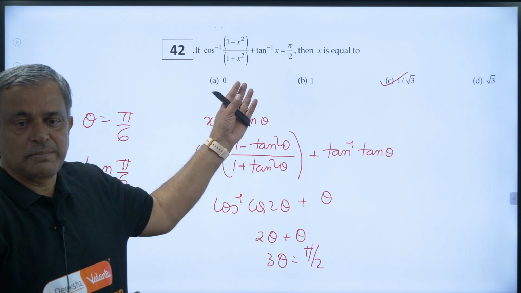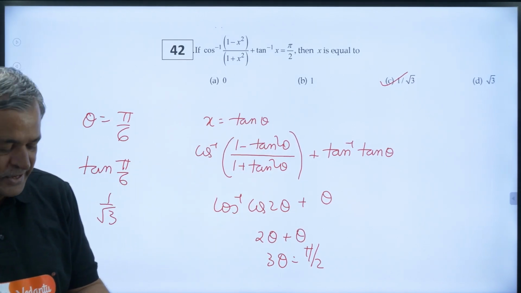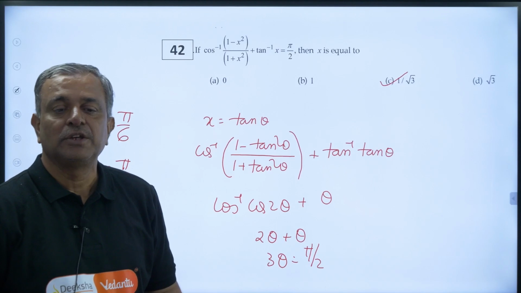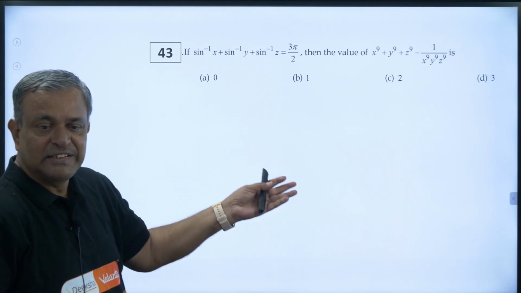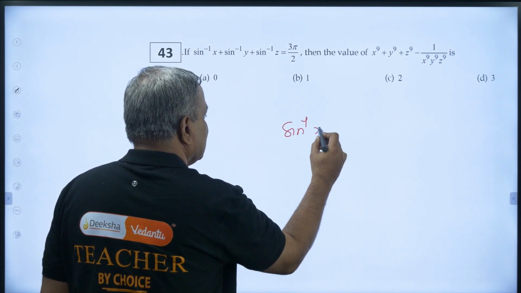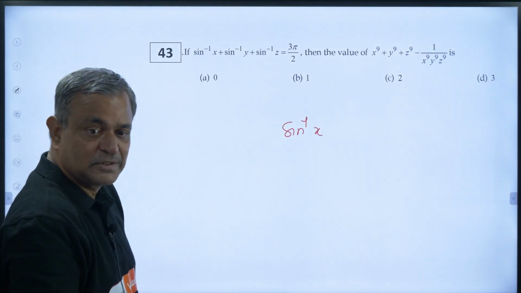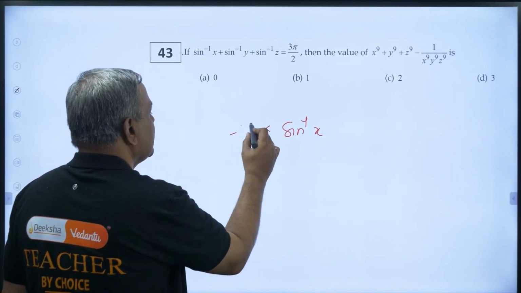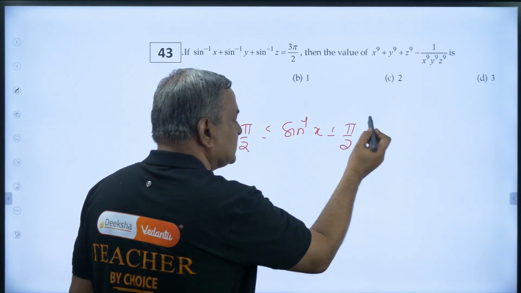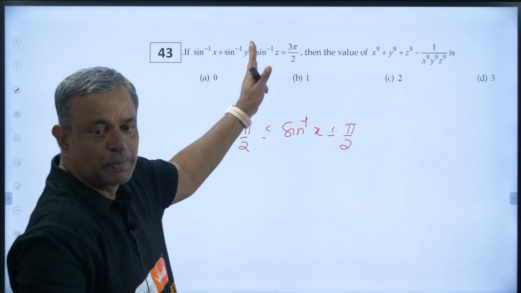So many times we use 1 minus x square by 1 plus x square. Whenever it is written, you take x is equal to tan theta. See, sine inverse x. Okay, sine inverse x always lies between minus pi by 2 to plus pi by 2. So maximum value is pi by 2, pi by 2, pi by 2.